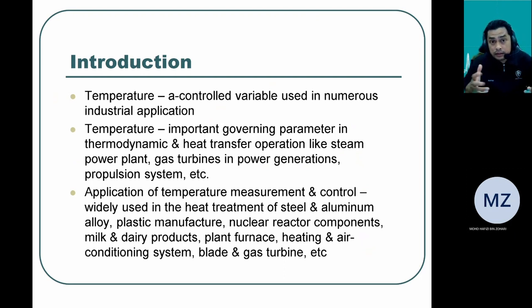Also in a nuclear reactor, we have to maintain temperature because it's very important for us to make sure that there's a coolant system to cool down the reactor core. If we don't properly cool the core, it will have a risk of explosion. So that's why we need to have some control mechanism, which is temperature as the control parameter or control variable.